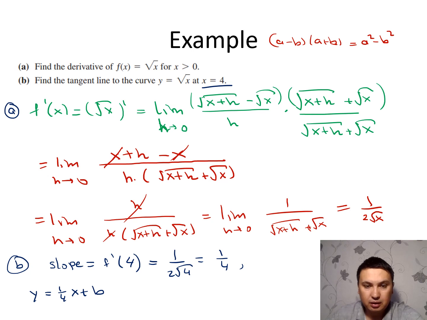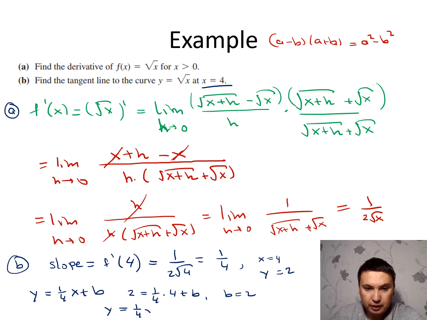Now, how do we find the b? Well, what happens at x equal to 4? If x equal to 4, what is y? y is square root of 4, which is 2, right? So x equal to 4, y equal to 2 needs to satisfy this equation. So you let y equal to 2, 1 over 4 times x equal to 4, plus b, so we see that b is equal to 2. Hence, the tangent line is 1 over 4 x plus 2, at the point x equal to 4.